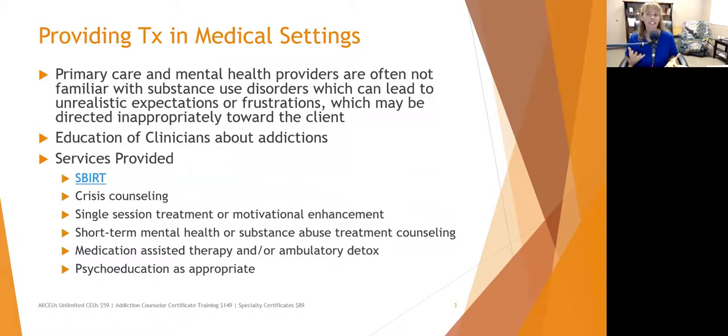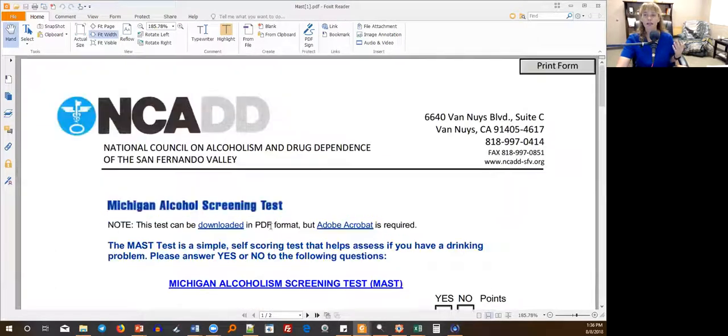So services that can be provided in medical settings include screening, brief intervention, and referral to treatment, or SBIRT. And I've got that hyperlinked here because it's actually a program through SAMHSA that helps people integrate screening and brief intervention into primary care practices so they can provide more holistic treatment to their clients.